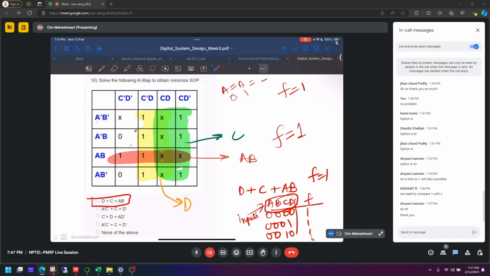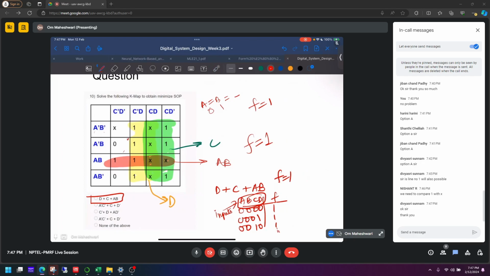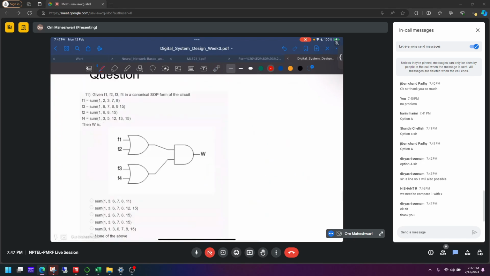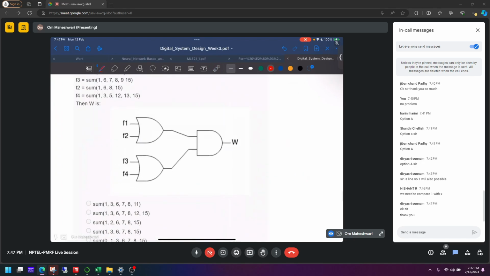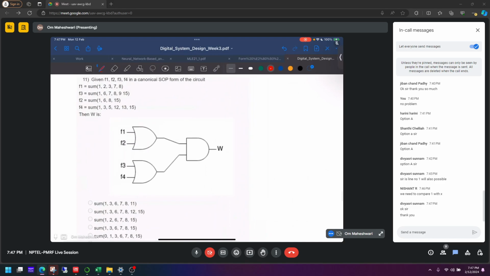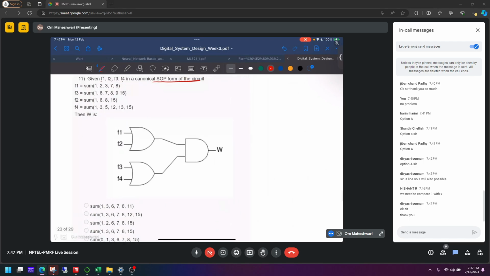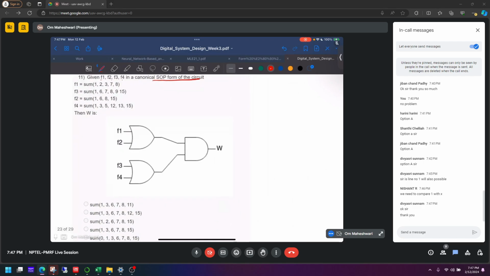Okay. So next question. This is a very interesting question now. Given F1, F2, F3 and F4 in canonical SOP form of the circuit, what is the output W? So take your time, attempt this, then I will see how to solve this with you.